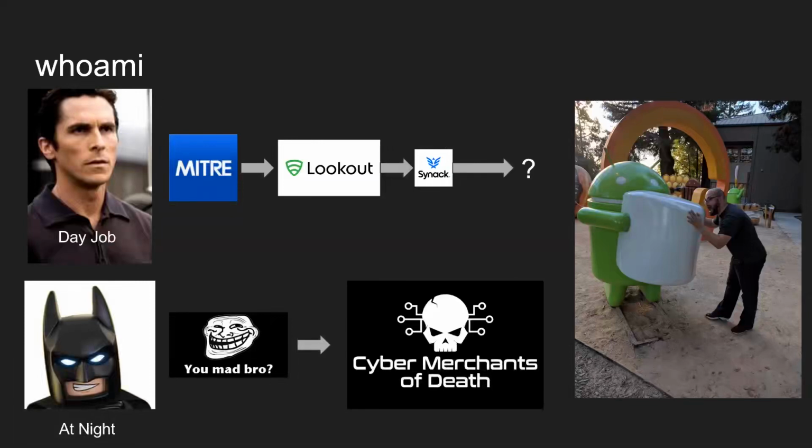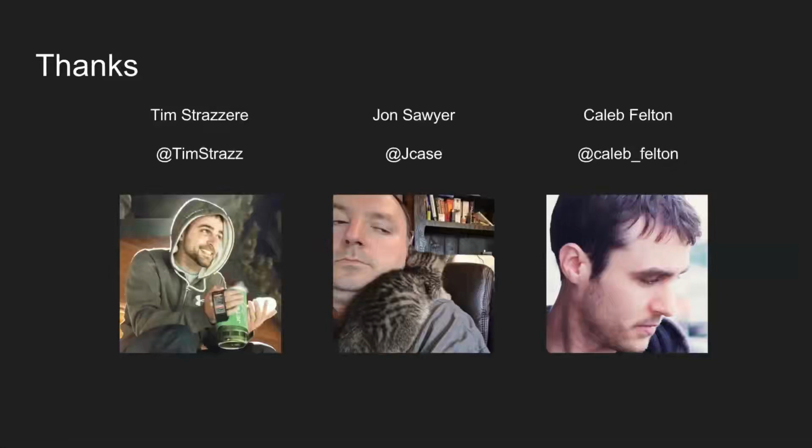Then I went to Synack, where I helped build their mobile attacking toolchain. So how do you, at scale, look for vulnerabilities statically in mobile apps and dynamically by hooking APIs? And then most recently, I started at Facebook on the Red Team. At night, a little bit of troll on Twitter. And I started a side business called Cyber Merchants of Death, so I can do various bug bounties as well. I do want to thank Tim, John Sawyer, and Caleb. They taught me a lot of Android skill sets, and if you don't like anything I talk about, please blame them, because they're my tutors.